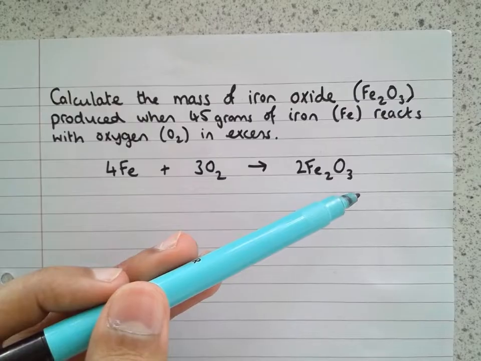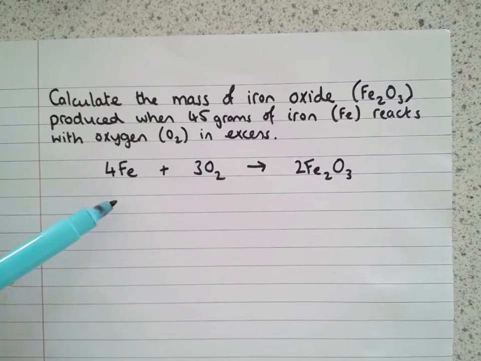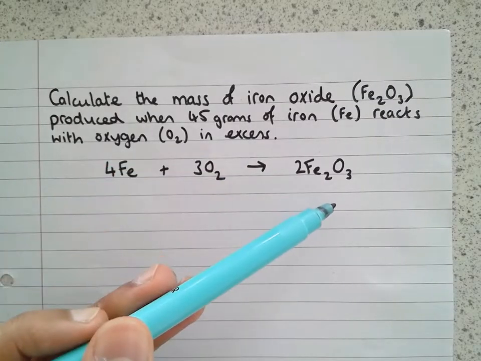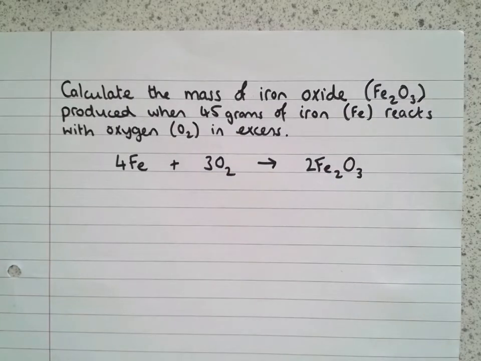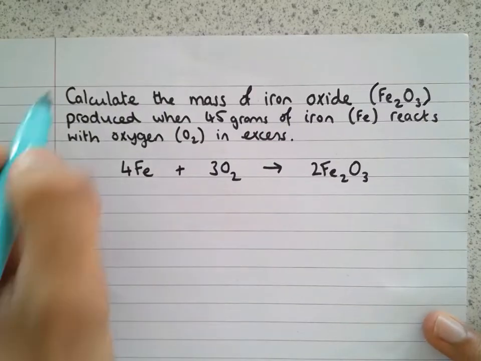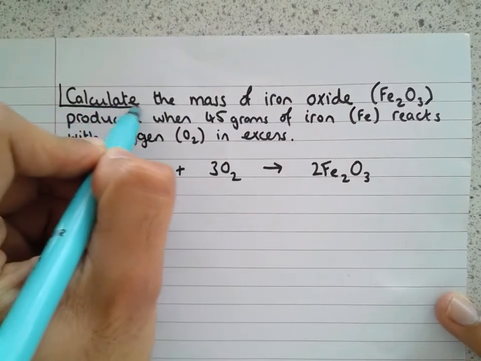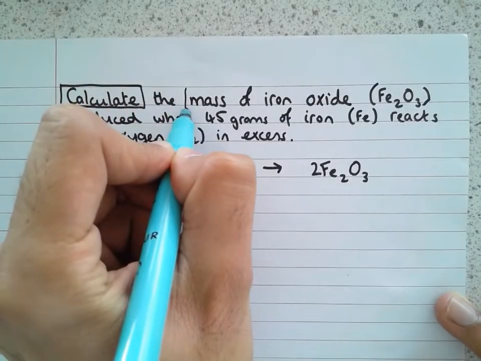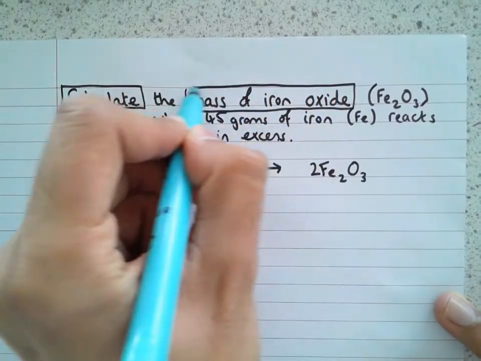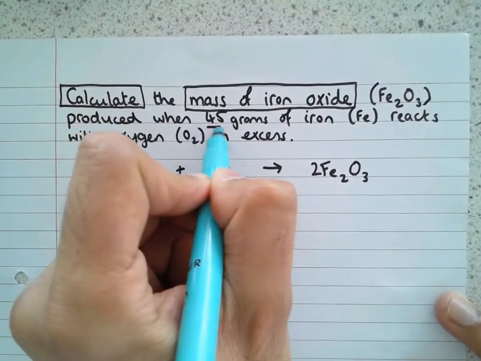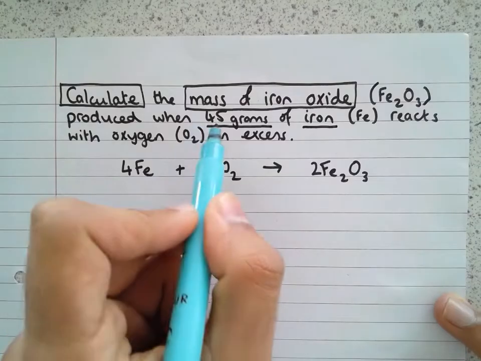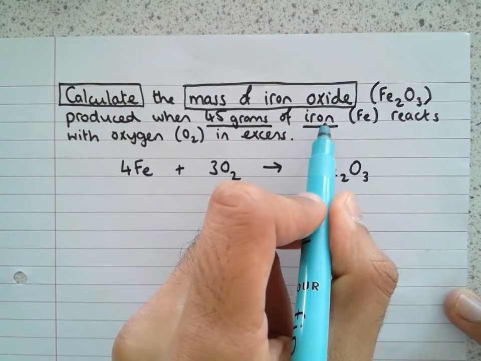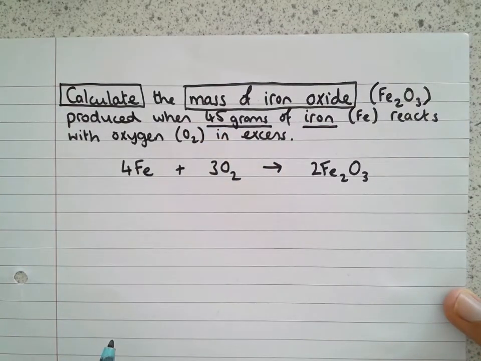So, how can we use the mass of one substance to find the mass of the other when given the balanced chemical equation? So, the first step is to bug our question. We need to first box the command word, which is to calculate. In this case, we're calculating the mass of iron oxide produced when 45 grams of iron reacts with oxygen in excess. So I've underlined the important value and the substance there as well.